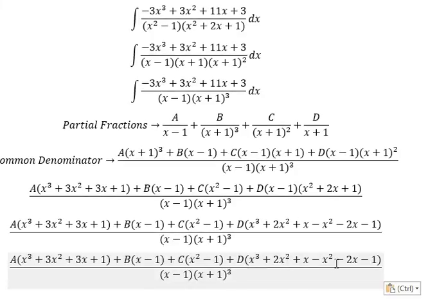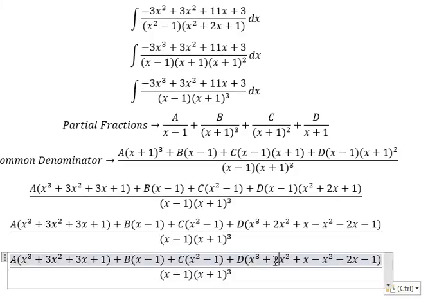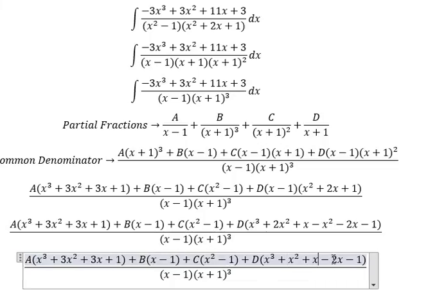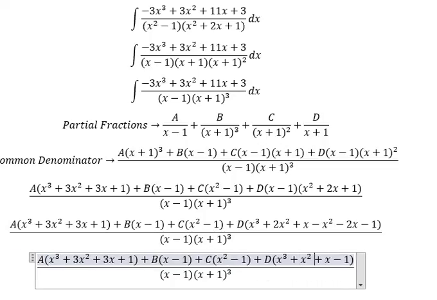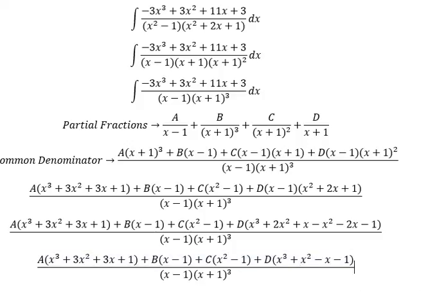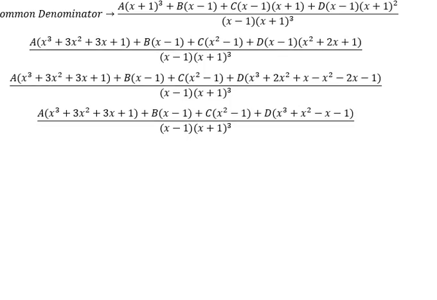So 2s squared minus s squared, we have s squared. s minus 2s, we have negative s. Now, we need to arrange based on the term of s.